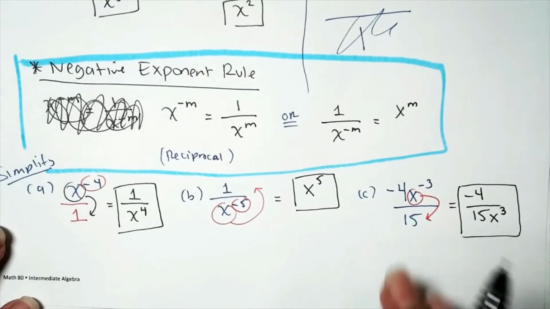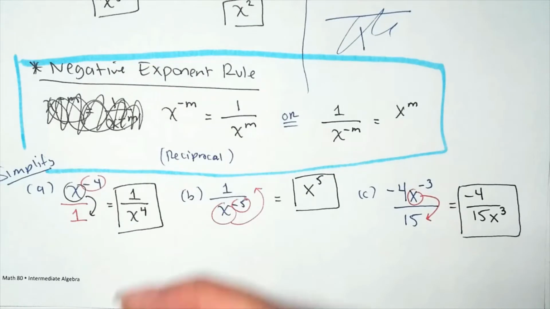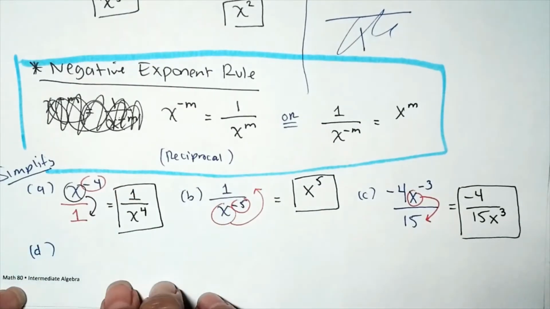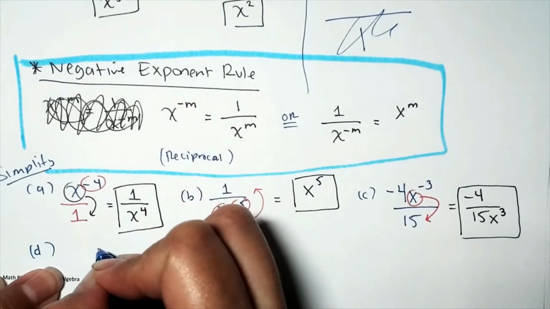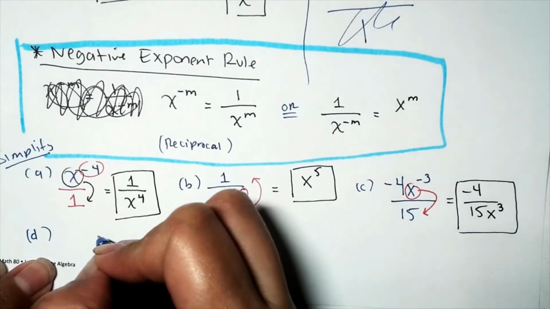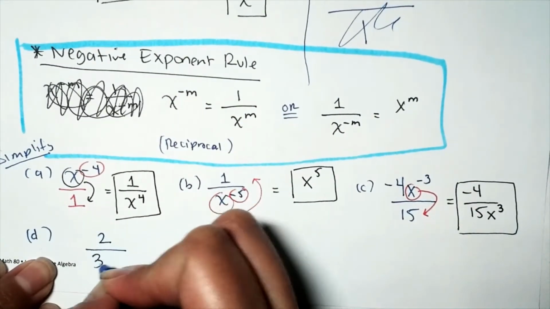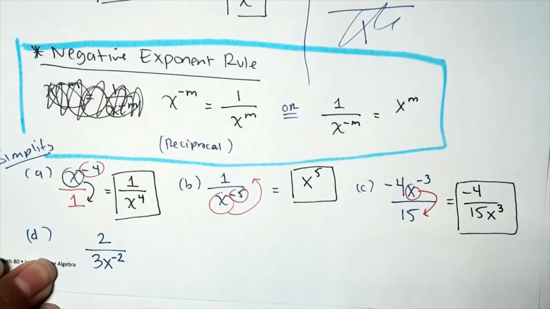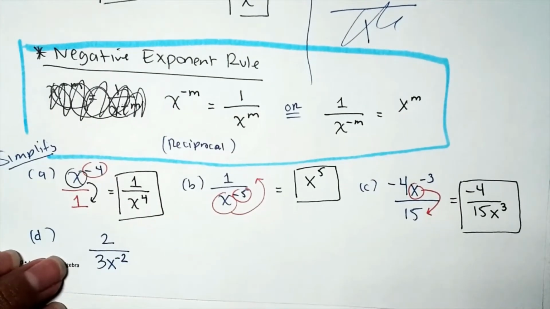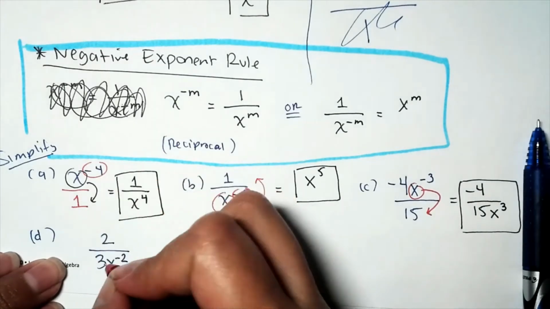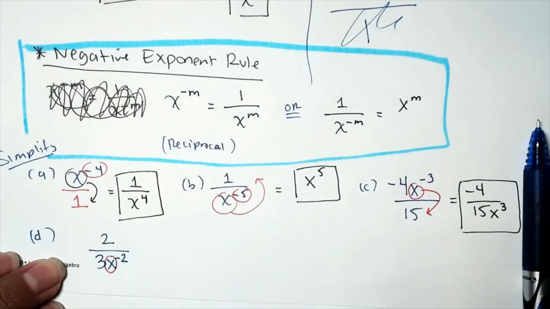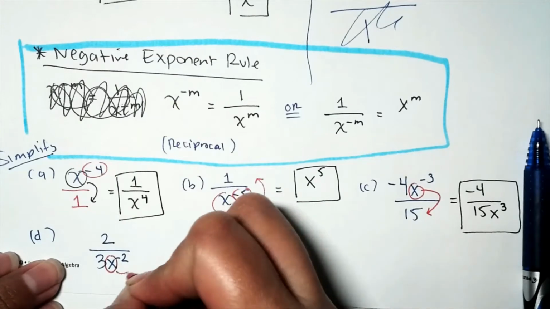Okay, one more problem to knock out this set. Problem D. We have 2 over 3 times x raised to the negative 2nd power. In this case, my issue is that we have a negative exponent. So what are we going to do? Negative exponent rule: if we have a factor raised to a negative power, to make the exponent positive, you're going to move the factor to the other side of the fraction bar. So in this case, we bring it up.